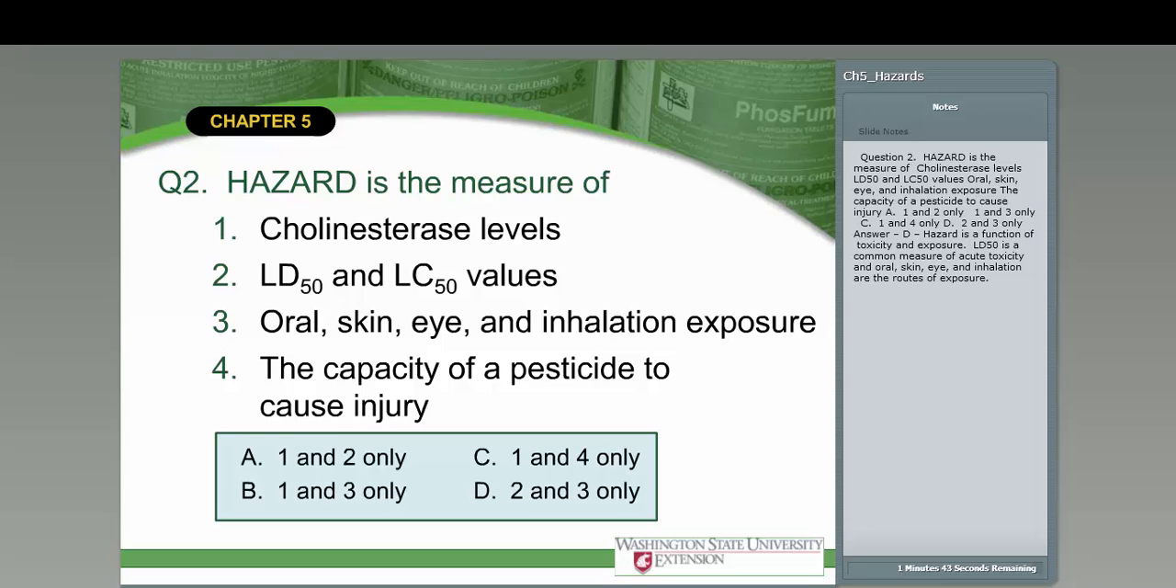The correct answer is D, 2 and 3 only. Hazard is a function of toxicity and exposure. LD50 is a common measure of acute toxicity, and oral, skin, eye, and inhalation are the routes of exposure.